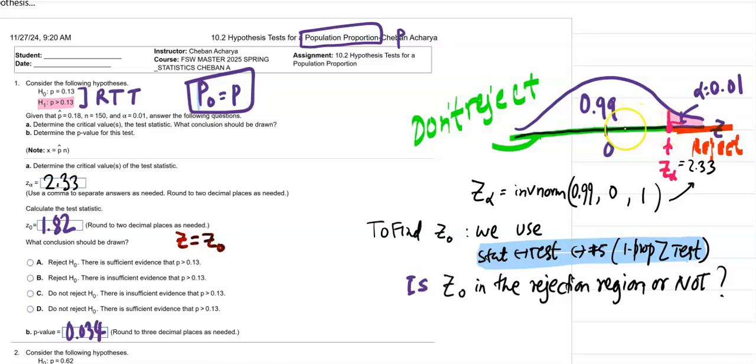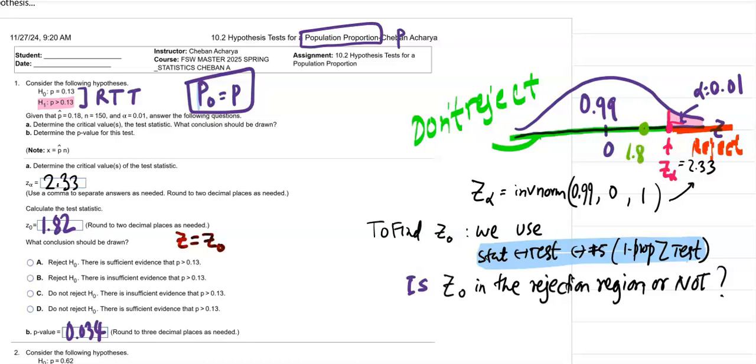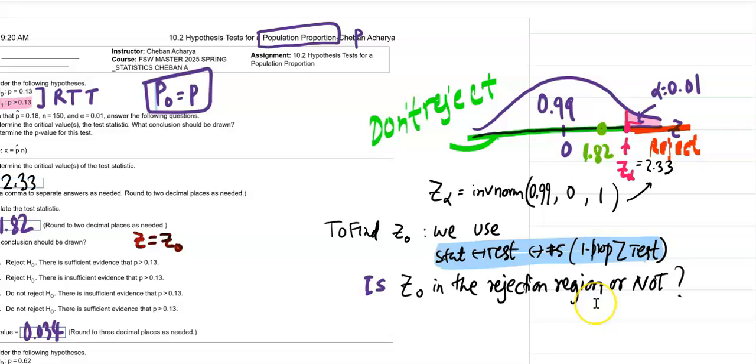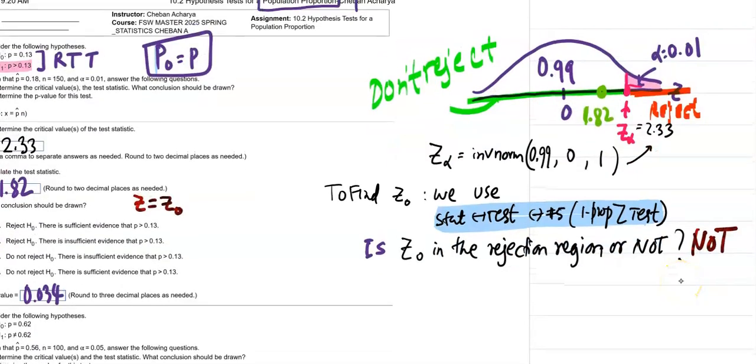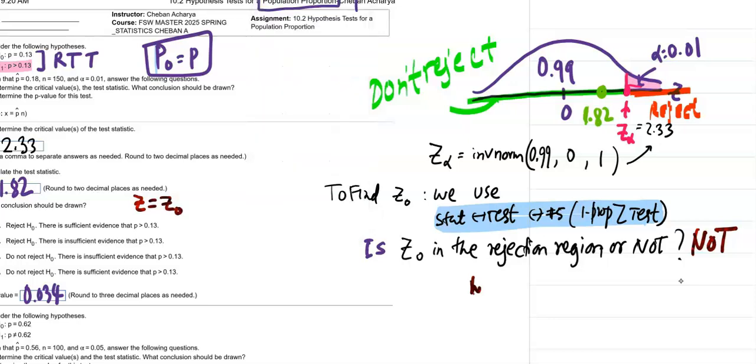So let me put down here. This is 1.82. That's the critical value. Sorry, that's the test statistic. So is Z0 in the rejection region or not? The answer is not in the rejection region. You see here, this is the rejection region, but this is not the rejection region. So you do not reject. Answer no. So we do not reject.